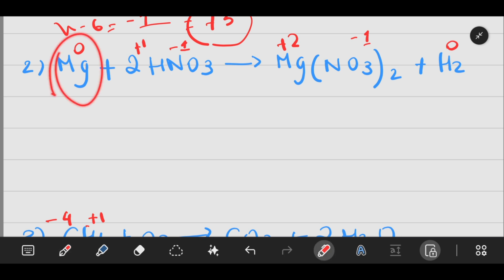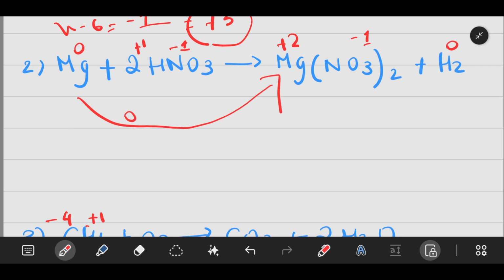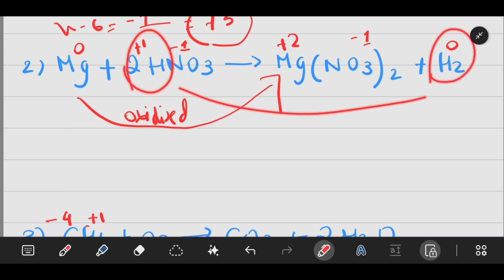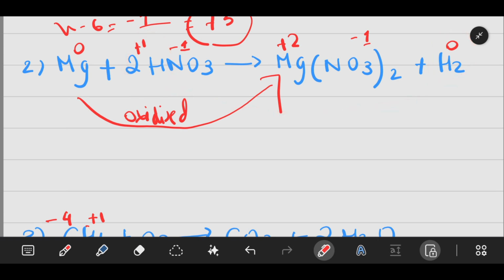Magnesium is 0 over here, it is a +2, so it is being oxidized. As for hydrogen, it is a +1 over here and a 0 over here, so it is being reduced. As for nitrate, we just say that it is a -1 and we ignore it because it's the same before and after the reaction. Okay, so hydrogen is being reduced.